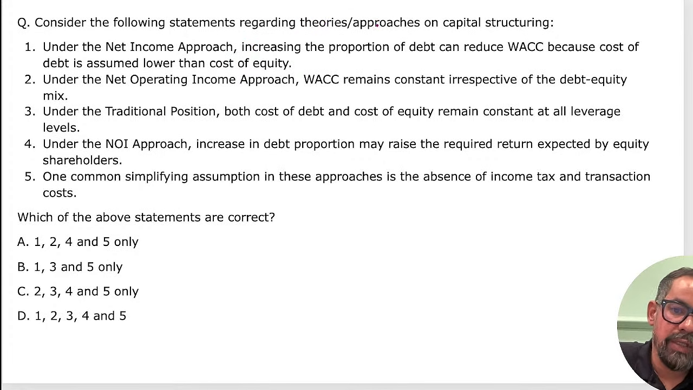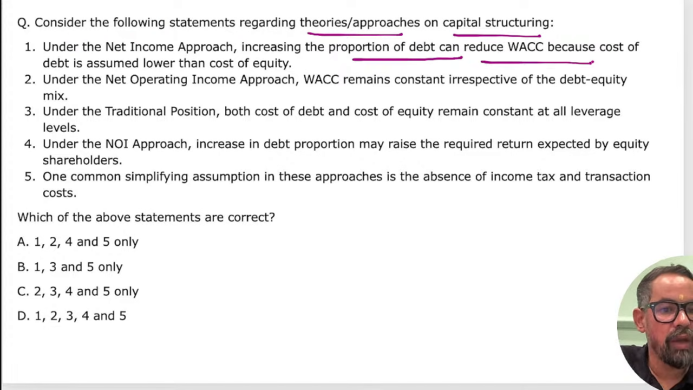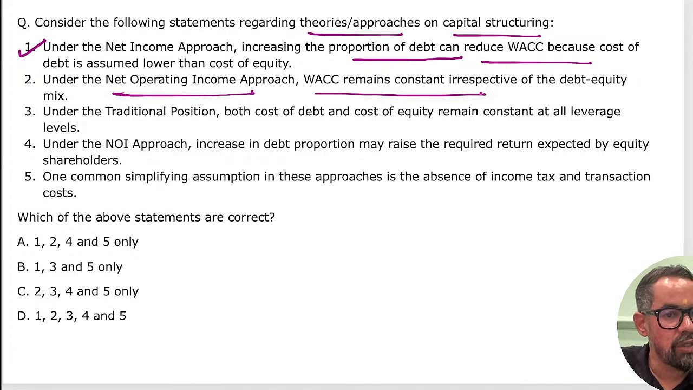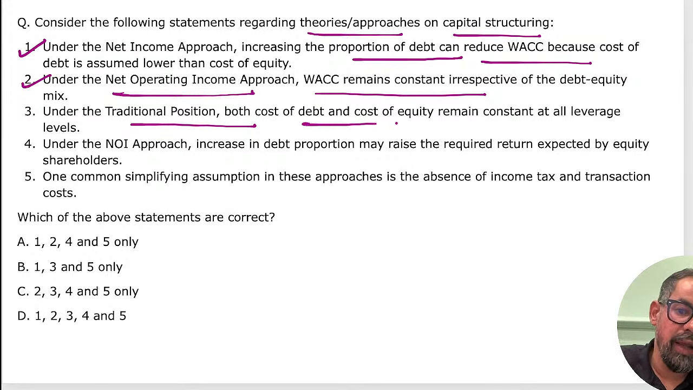So consider the following statements regarding theories. Now all the theories are part of this one. Under the net income approach, increasing proportion of debt can reduce the weighted average cost of capital. Net income approach is absolutely correct. Then under the net operating income approach, weighted average cost of capital remains constant irrespective of debt mix. This is also true. Under the traditional theory, cost of debt and cost of equity remain constant at all leverage levels.